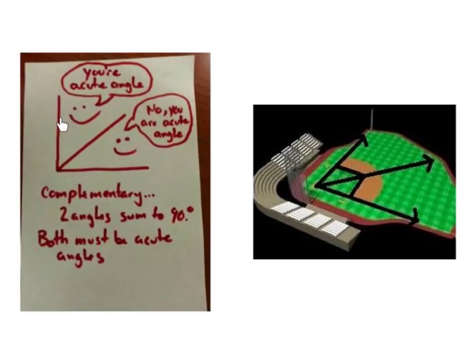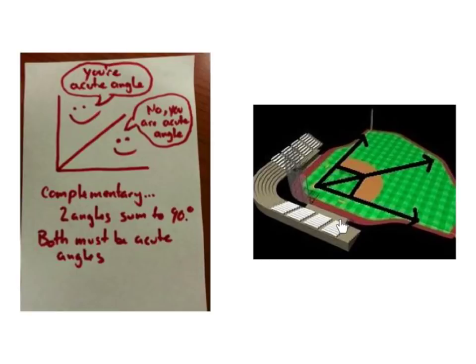I thought this was kind of funny here. We've got two angles that are complementary to each other, and two angles that are complementary to each other both have to be acute, because they have to add up to 90 degrees, so they each have to be less than 90. They have to be acute angles. So you've got one complementary angle giving a compliment to the other, saying, your acute angle. No, your acute angle. So that's one way you can remember that complementary angles are acute angles. They have to both be acute.